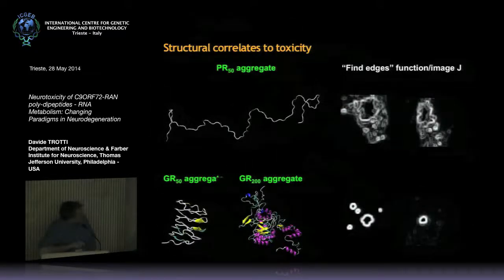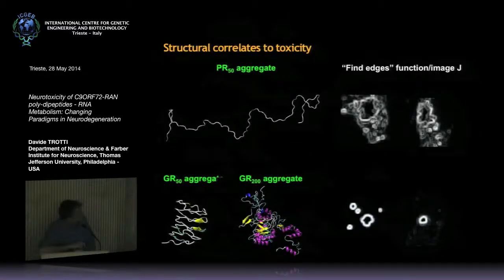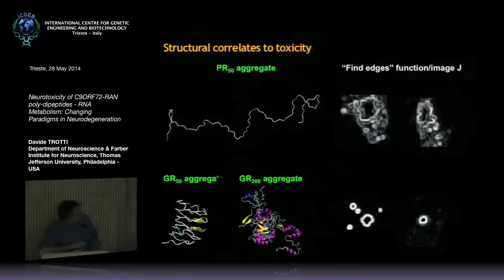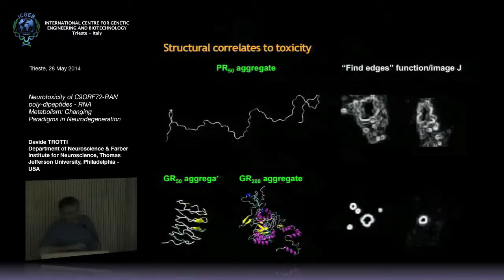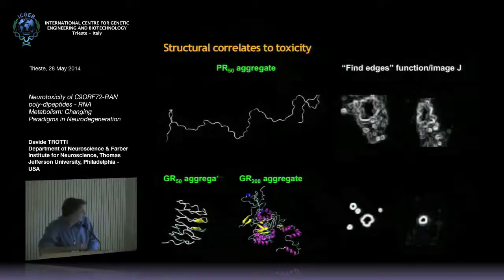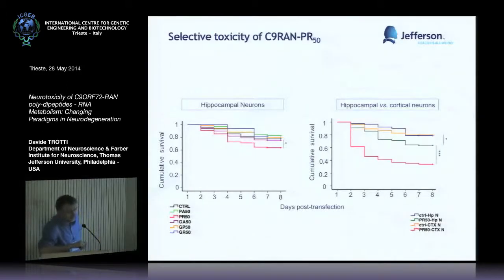And this is shown here from a higher resolution of this aggregate. If you run a find edges function on ImageJ and look at this aggregate, you can see the striking difference between the two types of aggregates. PR are more diffuse, GA are more organized. So that was an interesting correlate that we may have. So we may have a lead there to understand the toxicity of these things. There is a neuron specificity in the toxicity of these aggregates.